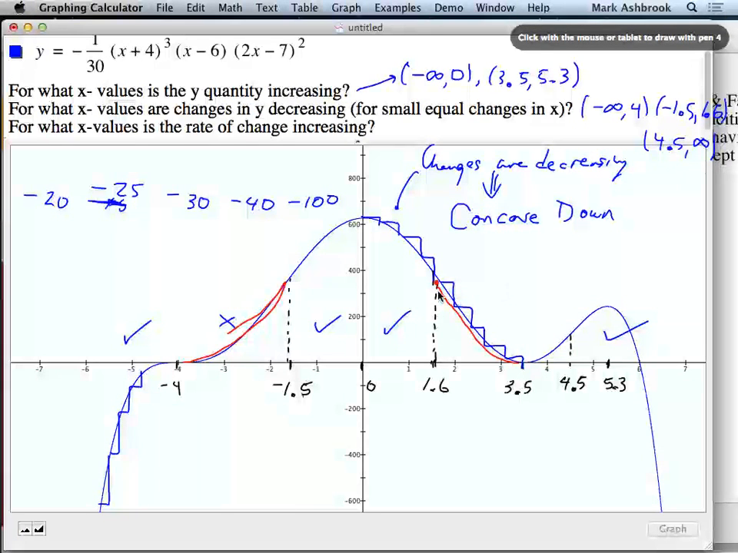Okay. Rate of change increasing or decreasing? Increasing. Concave up. Anywhere it's concave up, the changes are increasing, and therefore the rate of change is increasing. Changes in y are increasing, getting more positive or getting less negative, therefore the rate of change is increasing, and that's concave up, where I've drawn red. Questions on this example? Chandler first, and then, yeah.